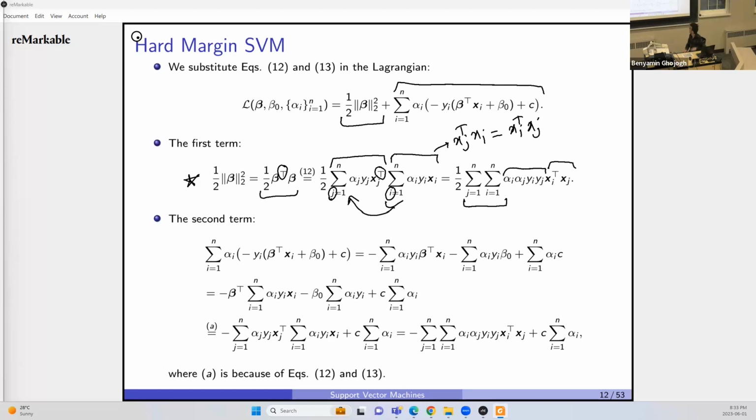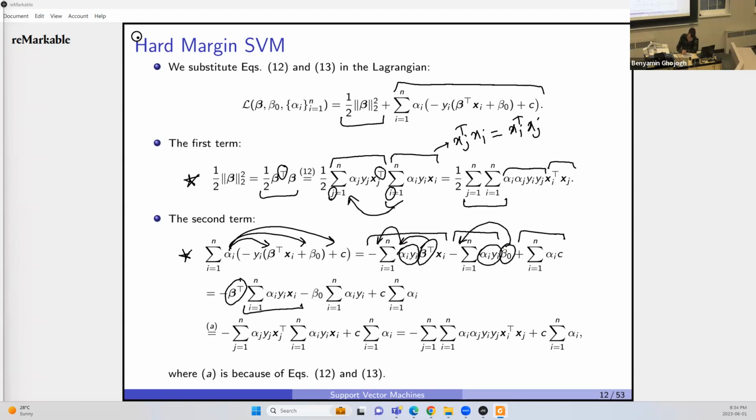Now the second term, which was this. Let's substitute beta and beta zero in the second term, which is a bit harder. First, let's simplify this second term. I multiply alpha i into the terms, and I will have a summation with these three terms. Now, do you agree that alpha i and yi are scalars, so I can bring them back and forth in multiplication? Therefore, I can bring beta transpose here, behind the summation. Again, alpha i, yi are scalars. Beta zero is also a scalar, so I can bring it behind the summation. C is a scalar constant, so I can bring it behind the summation. Clear?